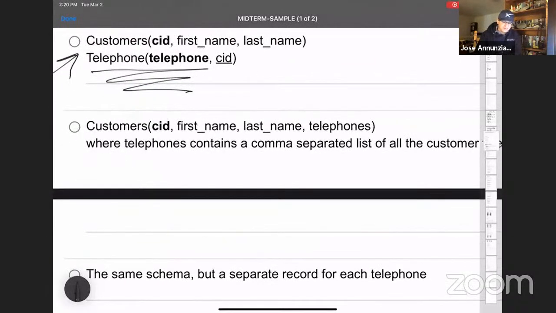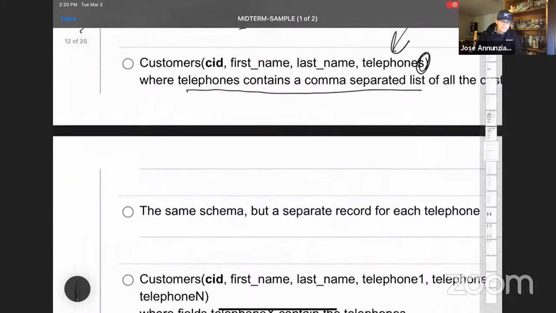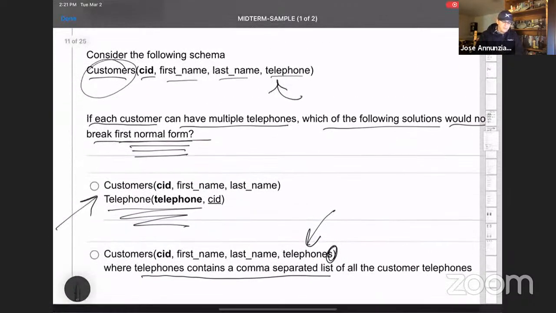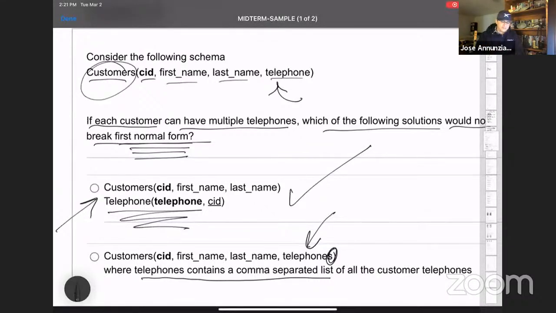We said that a bad solution would be to have telephones contained in a comma-separated list, where this is now plural and presumably we would be storing multiple telephones in one field. That's a bad solution. Or separate records, meaning you have multiple records of the same customer, and the only difference is that the telephone is different, the same customer repeated multiple times, the same data over and over. That's no good either. Or the other solution would be to have multiple columns, one for each telephone. Again, that's also a bad idea. So the solution would be to just separate it into multiple tables.